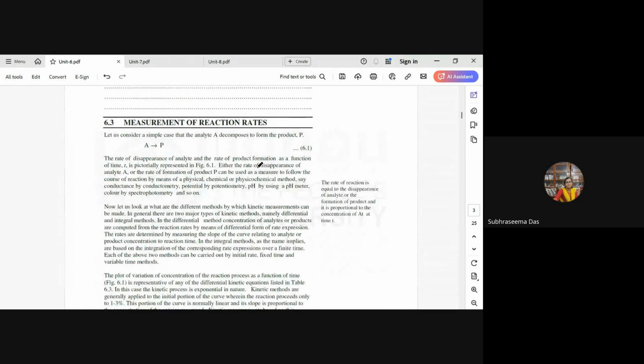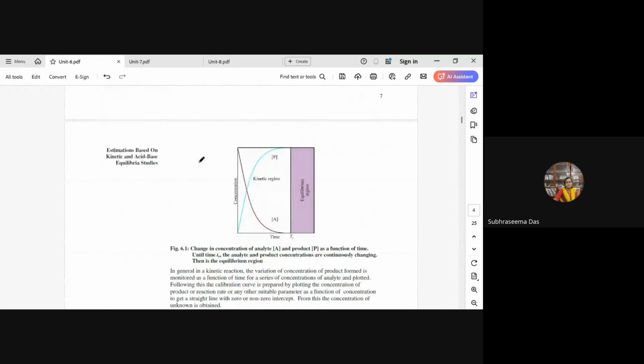Now we will come to the measurement of reaction rates. Why are reaction rates important, and why do we need to calculate them? To begin with, we will first understand how a chemical reaction proceeds. We consider a single reactant A which forms the product P. The rate of this reaction, that is the disappearance of A and the formation of the product P, is shown in figure 6.1.